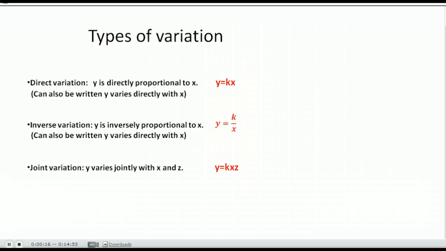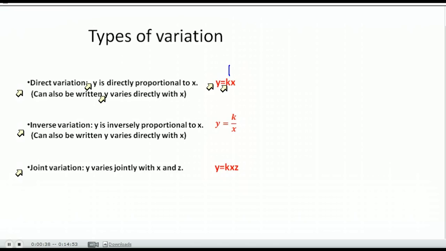Okay, this is a lesson on variation, different types of variation, and once you get the hang of it, it's not all that bad. There's three different types of variation. There's direct variation, and it can be said in two different ways. They can either say y is directly proportional to x, or y varies directly with x. Okay, and the way that we would write that is y equals k times x.